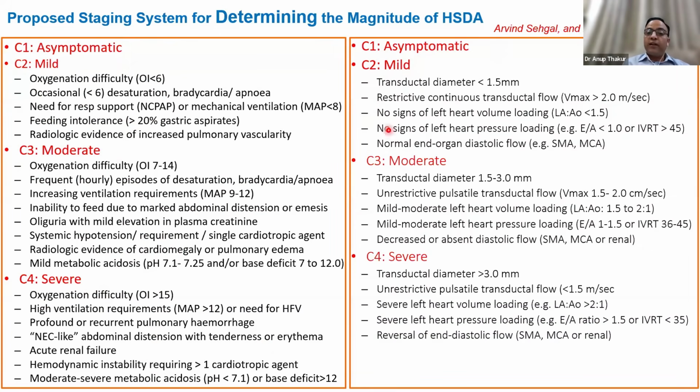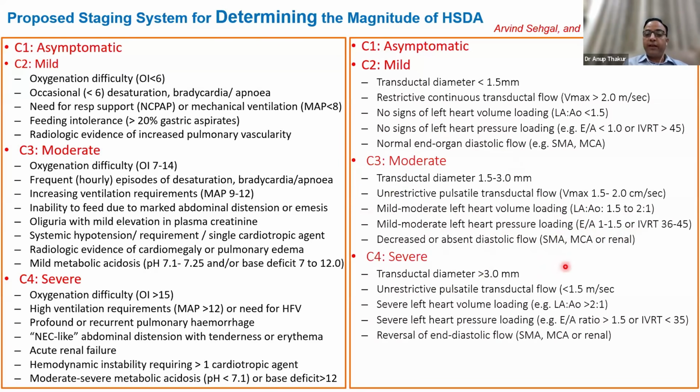Then again, in terms of echocardiography, the same parameters which we have discussed. So these parameters are a little, let's say, looser in the milder variant. So when the duct is there, but its diameter is less than 1.5. Restricted flow, high velocity duct, LA aortic ratio less than 1.5, no signs of volume overload, no signs of pressure overload. This is a milder variant of duct. But when the duct is 1.5 to 3, there's a large duct. It's a moderate variant. You have pulsatile flow, some volume overloading, so LA aortic ratio between 1.5 to 2, some pressure overloading, EA ratio more than 1, but less than 1.5. It's a moderate kind of duct.